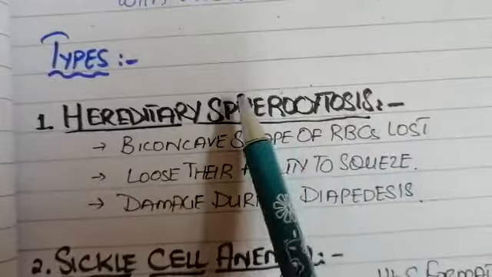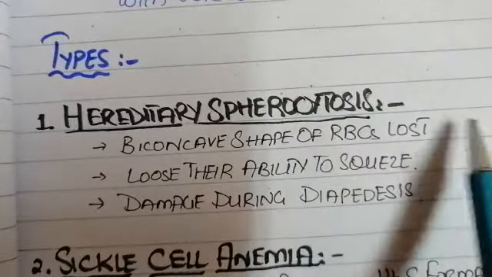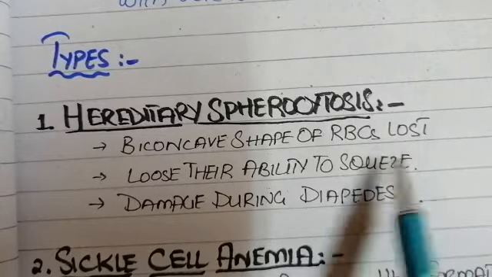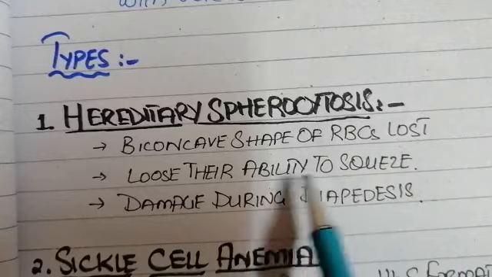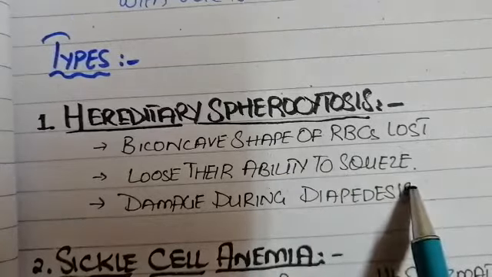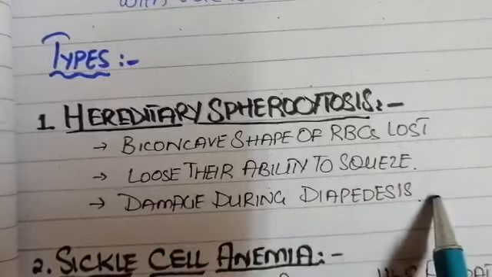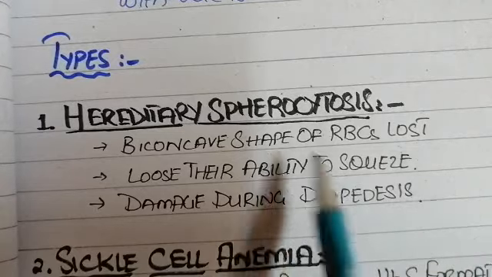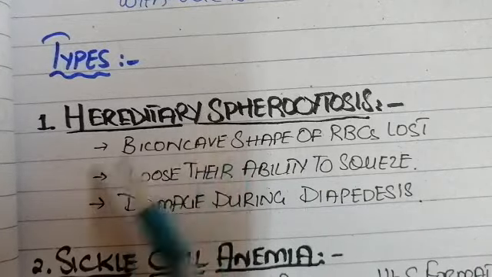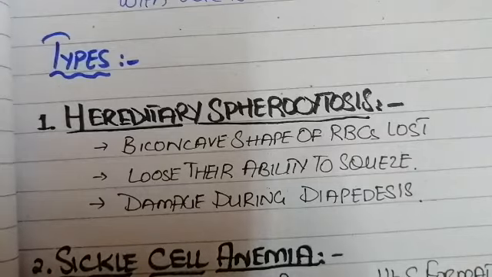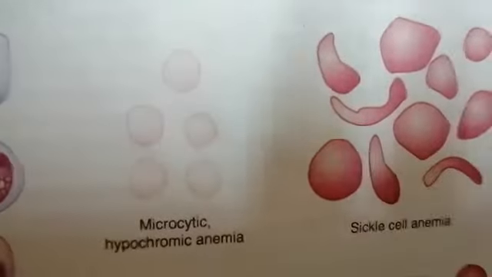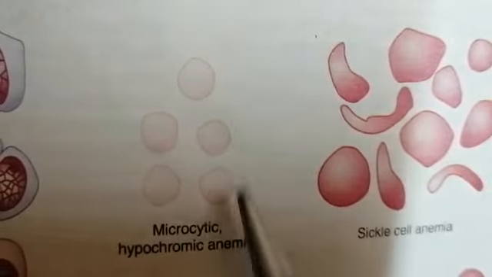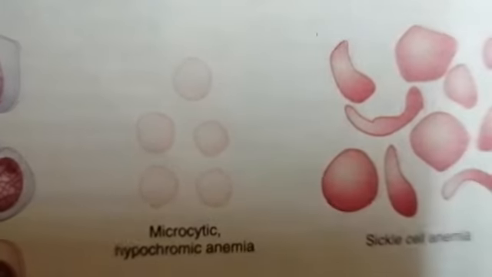Spherocytosis means that there is a production of sphere-shaped RBCs in the blood, and because of the deficiency of their biconcave shape, they cannot squeeze through the cell membrane and pass through the bone marrow into the blood. That's why the process of diapedesis damages these RBCs, causing the anemia. And it can be hereditary or congenital. Here you can see the microcytic hypochromic spherocytes. These are spherocyte RBCs with less hemoglobin concentration, causing hereditary spherocytic anemia.